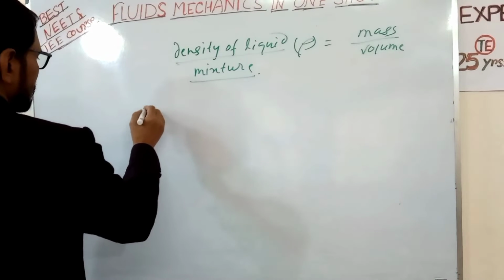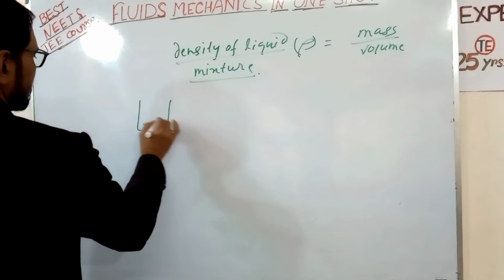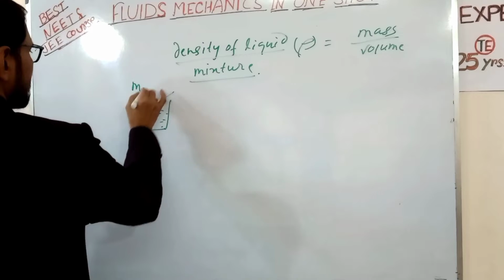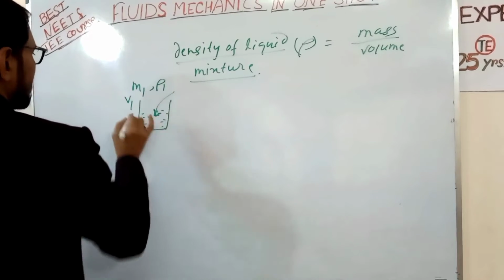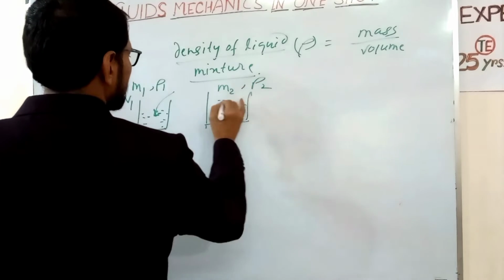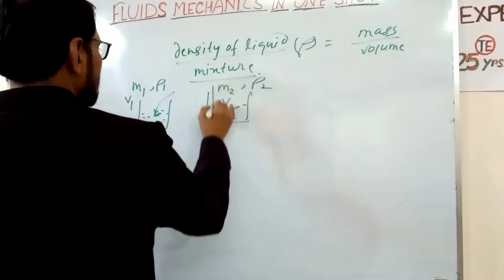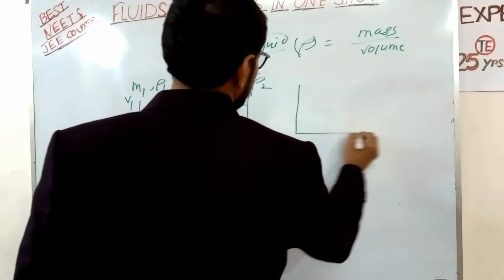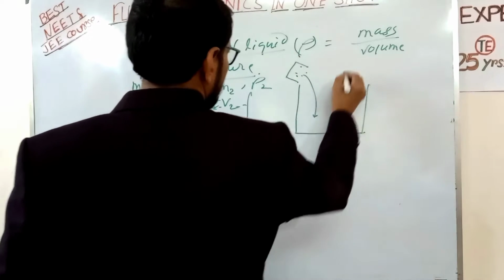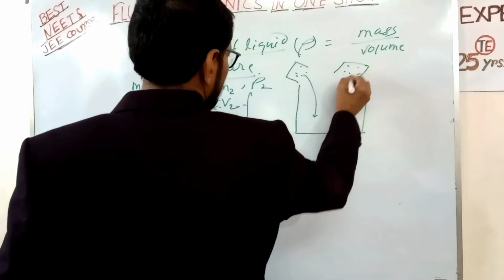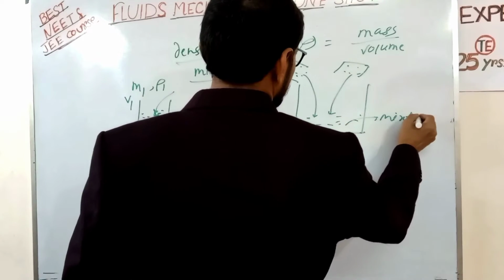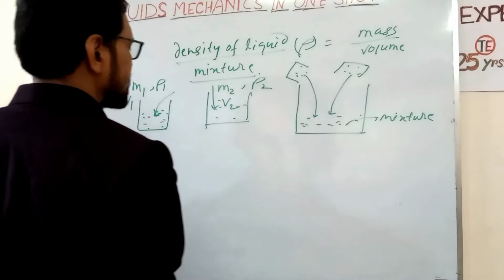Suppose there are two liquids. Here the mass is m1, the density is rho1, and the volume is v1. In another container, a liquid is present with mass m2, density rho2, and volume v2. Now if the two liquids are mixed in a container, what is the density of the mixture?